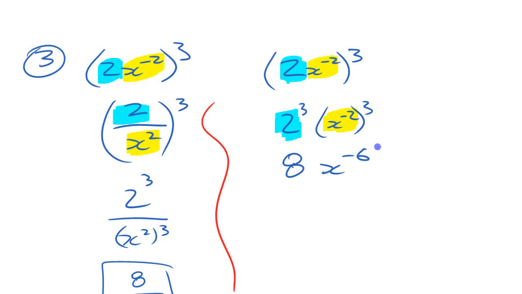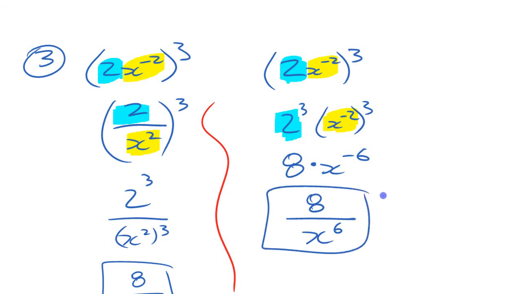And this is where you have to change this. If you have 8x to the negative 6th, multiplying by x to the negative 6th is the same as dividing. 8 times x to the negative 6 is the same as 8 divided by x to the positive 6. Same thing. Okay, those mean the same thing.